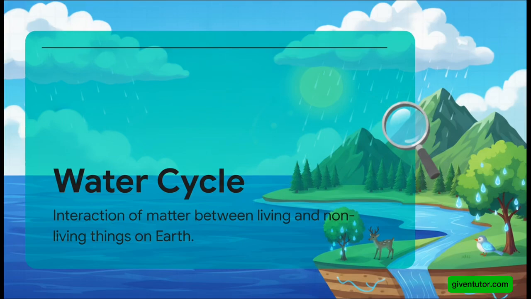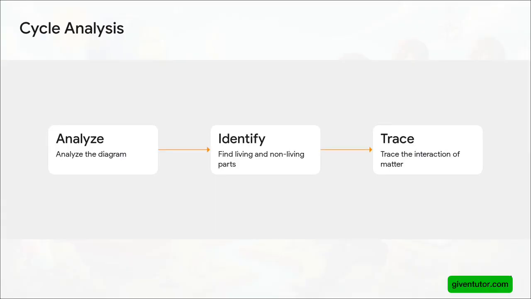The official standard literally defines this as the interaction of matter between living and non-living things on Earth. It's all about how water moves from the ground, up into the atmosphere, and actually through plants and animals too. The test makers don't just want you memorizing random facts. They want to see if you actually get how these giant Earth systems interact in real life. So, how do we actually beat these questions?